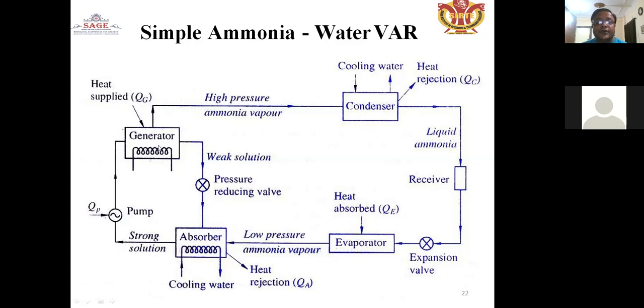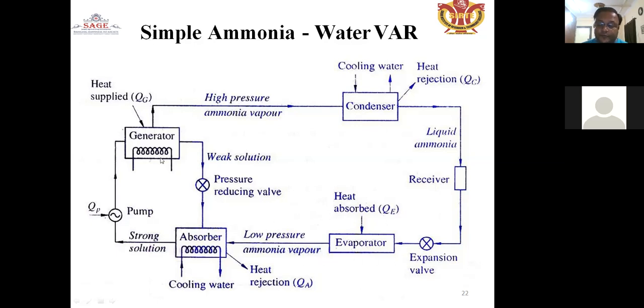If some weak solution is found in the generator, it passes again through the pressure reducing device into the absorber. This is the main circuit diagram of the simple ammonia water vapor absorption refrigeration system. There is a replacement of the compressor by the generator device. This generator device requires very little work, which is negligible.